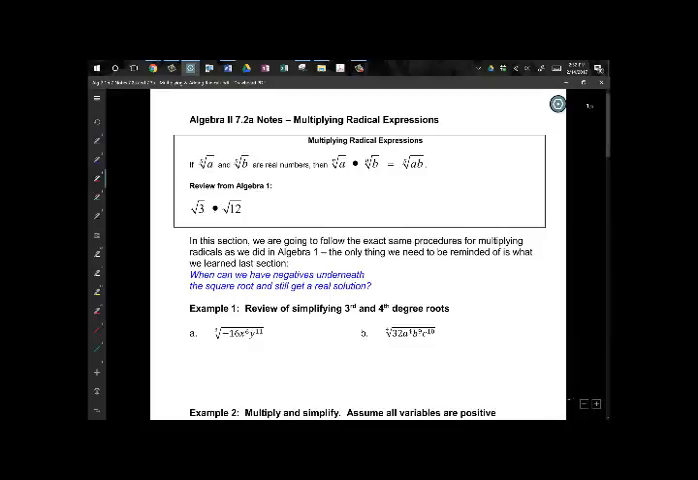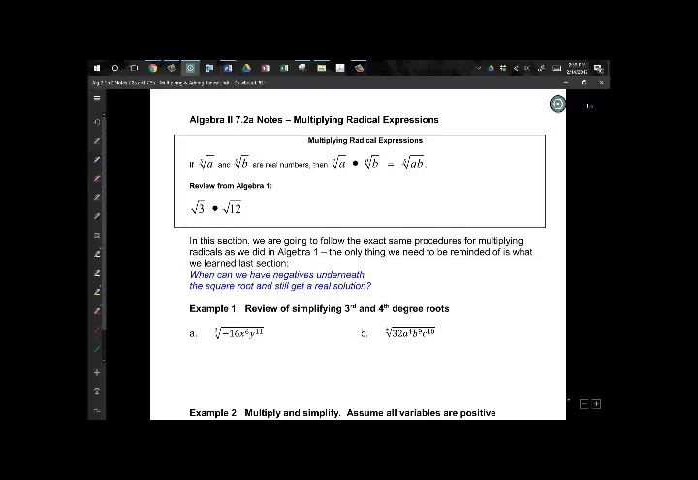In today's lesson, we're going to look at two different sections and two parts of those sections, section 7.2a and 7.3a. We're going to focus on multiplying and adding radical expressions today. But before we do that, we'd like to start off with a little bit of review.